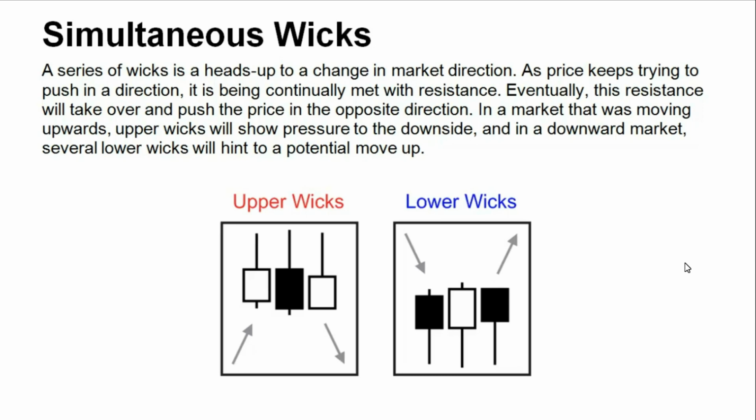As the price keeps trying to push in a direction, either upward or downward, it is continually met with resistance or support. Eventually this resistance will take over and push the market in the opposite direction. In a market moving upward, like a bullish market, upper wicks will show pressure to the downside. In a downside market, several lower wicks will hint at a potential move upward.